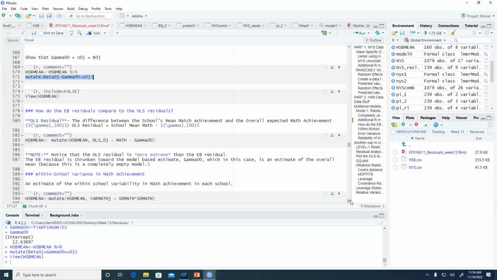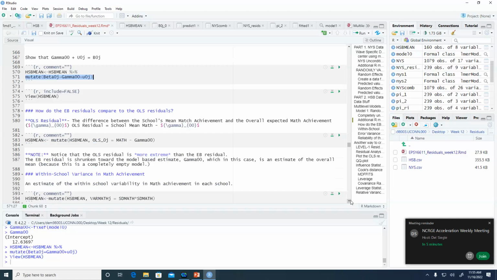The OLS residual for school J is just going to be the math mean for school J minus gamma naught naught. If I just do that, that's going to give me what is equivalent to a regular old residual, not a multi-level modeling kind of thing, just the OLS residual. Okay, so let's run that.